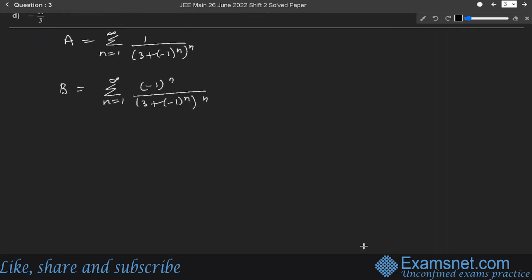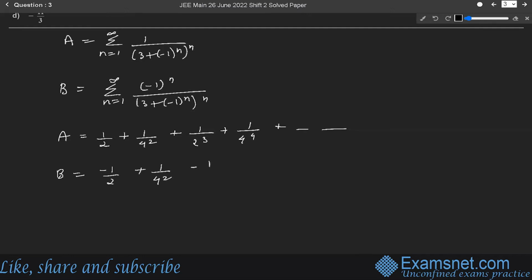So according to these given conditions, A will be equal to 1/2 + 1/4² + 1/2³ + 1/4⁴ and so on. And B will be equal to −1/2 + 1/4² − 1/2³ + 1/4⁴ and so on.